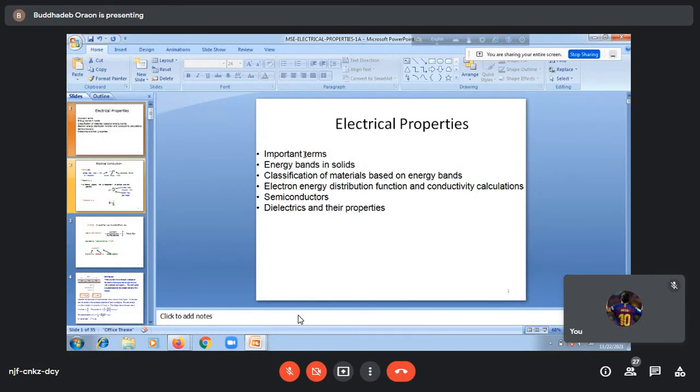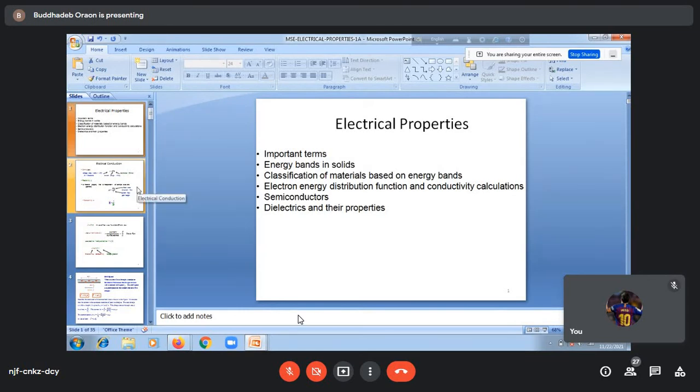detail, like energy bands in solids, then electron energy distribution function, conductivity calculations. Semiconductors, definitely you have studied in your electronic subject in detail, but still we'll just touch some of the important points. Then dielectric materials and their properties and their uses also. So these are some of the points we'll be discussing here.